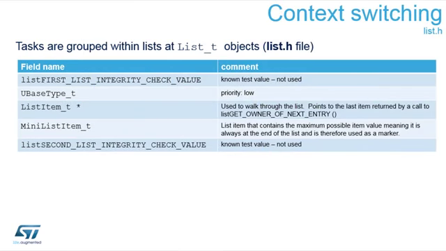You should remember that the tasks are organized in lists. The list definition can be obtained in this header file. You can see what is implemented inside each list. So there is a test value to validate whether the list is not overwritten. We have got a priority, we have got a pointer to the sequential items. We have got a mini-list item, and again an integrity value to test whether the list is fine and wasn't overwritten.